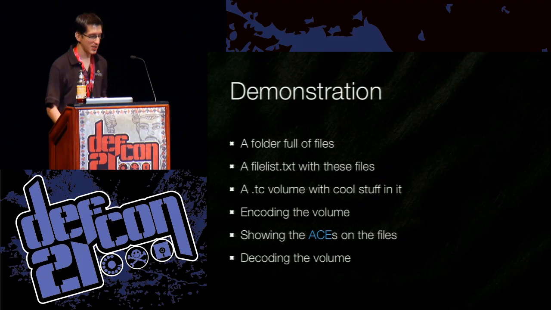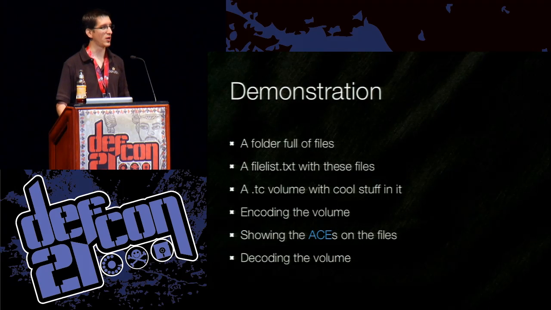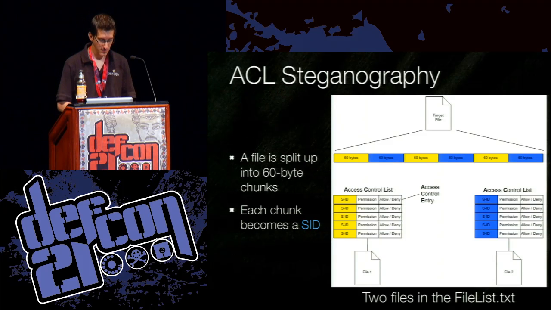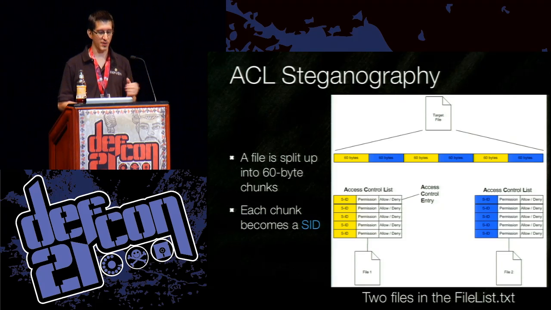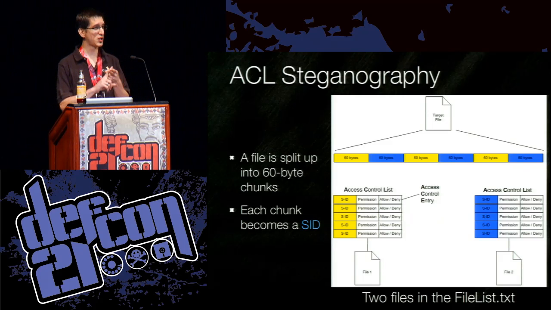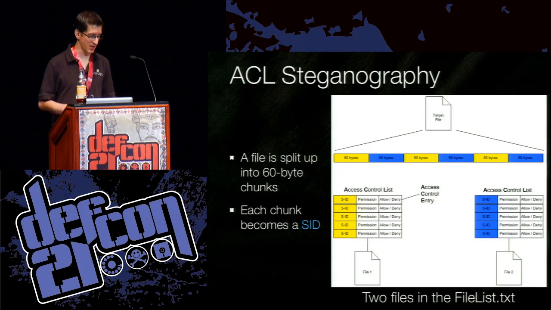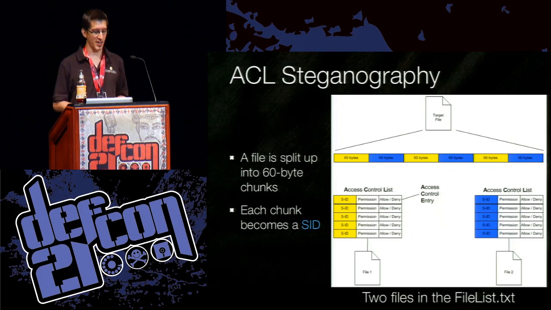Okay, so we just went through the demonstration. Let's take a closer look at how this worked under the hood. What was the program doing behind the scenes? So the file that I encoded was a TrueCrypt volume. When I hit the encode button, it chunked the file up into 60-byte chunks. You can see there on the screen behind me, there are yellow chunks and blue chunks. In this example, I'm only using a file list of 2 files just for simplicity. In the demonstration, I chunked it up into 16 files. So there would be 16 different colors instead of the 2 you see. But each chunk becomes an SID.